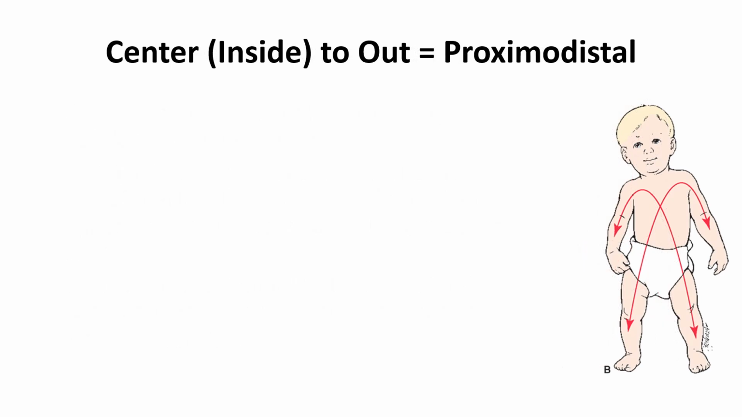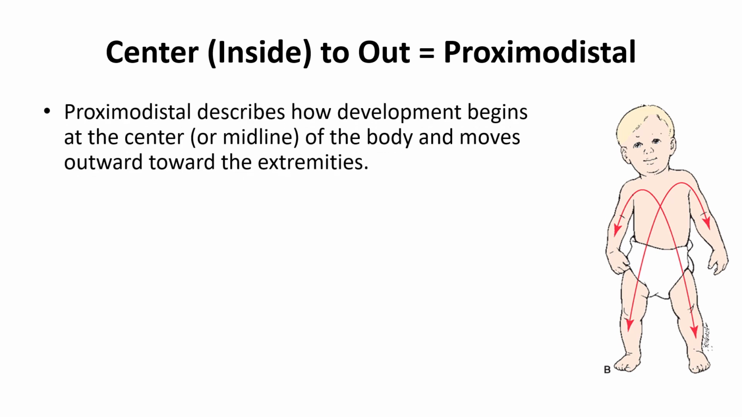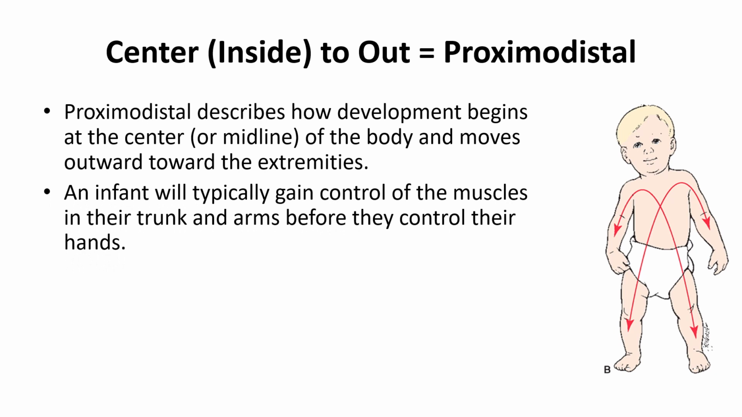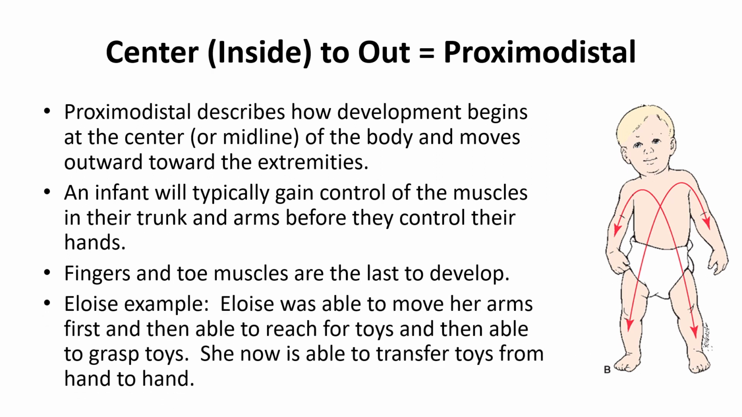The next part is that development happens from the center of the body, the inside of the body, to the outside, which is called proximodistal. Proximodistal describes how development begins at the center or midline of the body and moves outward toward the extremities. An infant will typically gain control of the muscles in their trunk and arms before they're able to control their hands and fingers. Fingers and toe muscles are the last ones to develop on an infant.